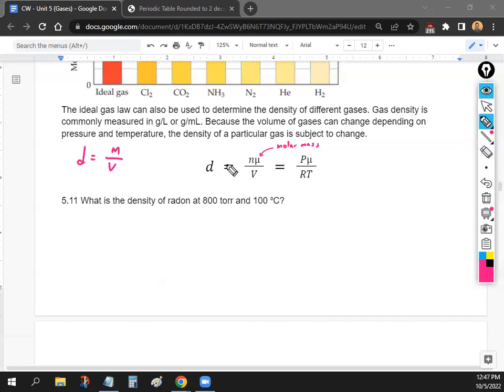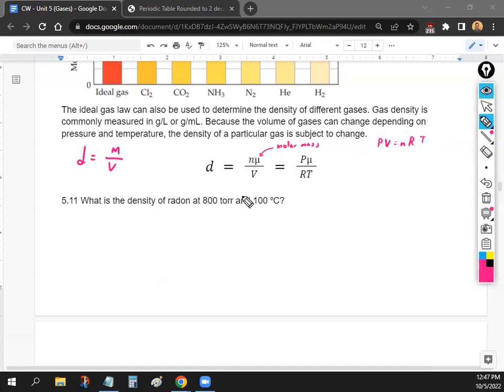Okay. So this is actually just a rearrangement of the ideal gas law. If you're very interested in why it is the way it is, you can reorganize it. I'm not going to do that here. I don't want to do algebra. But we can just plug and chug into this equation, okay? All right, so with that being said, I'll give you about a minute to try 5.11.